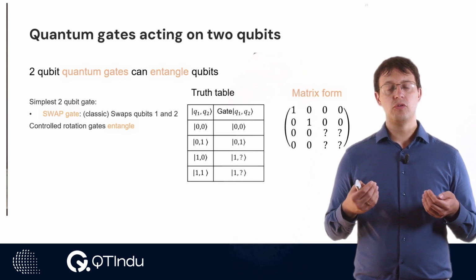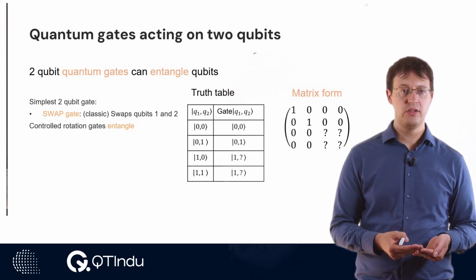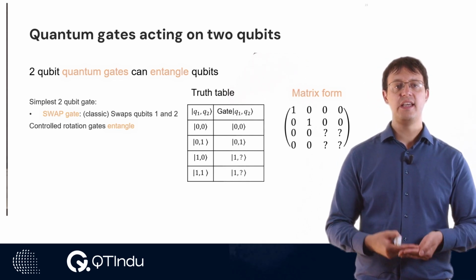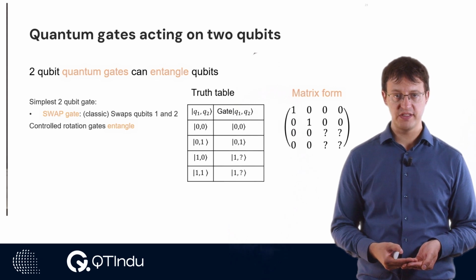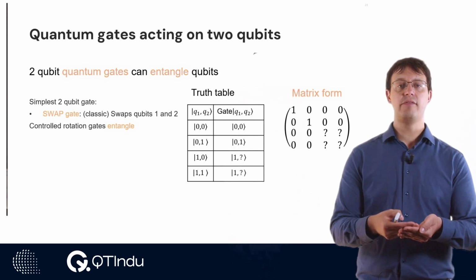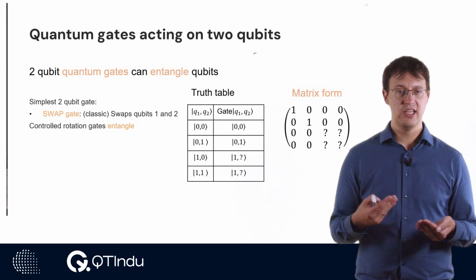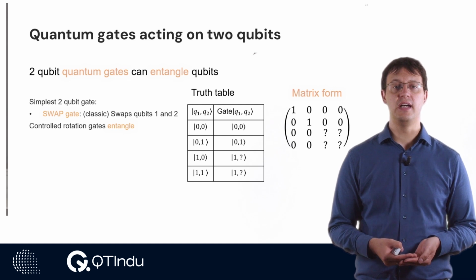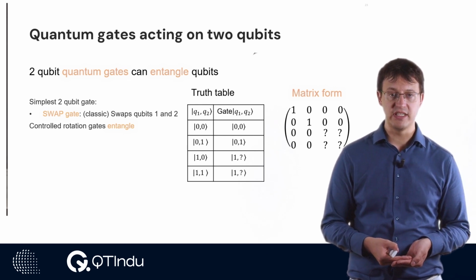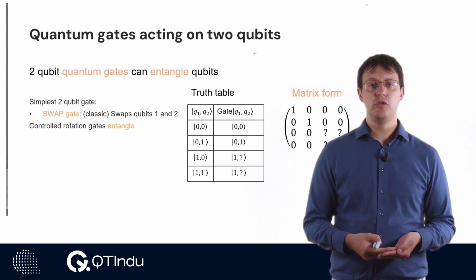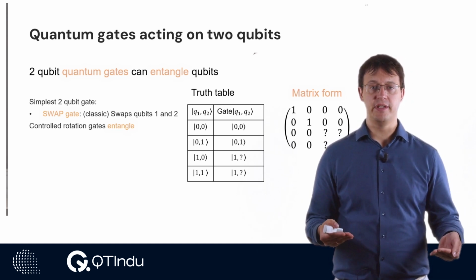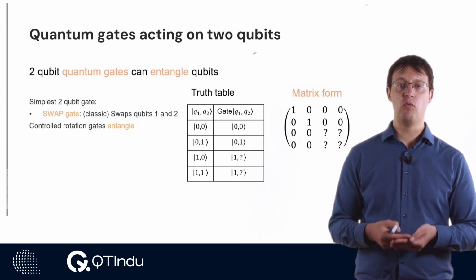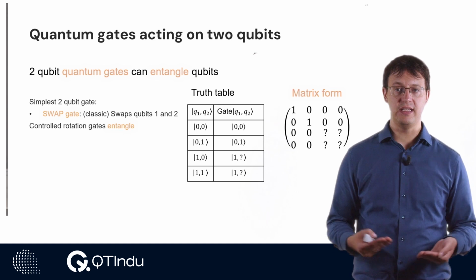Similar to a controlled NOT gate from the classical domain, we can also get controlled rotation gates. And these controlled rotation gates can actually entangle the two qubits. The controlled rotation gates have the following truth table, where we replace the question marks later with the correct parameters, and have the following matrix form. If your first qubit is in the state 0, nothing happens. Only if the first qubit, the so-called control qubit, is in the state 1, we perform an interaction.